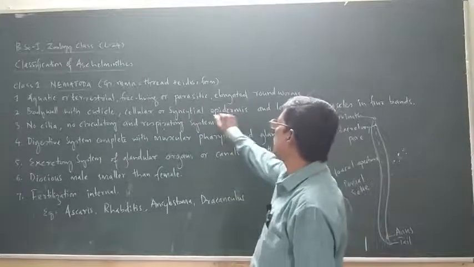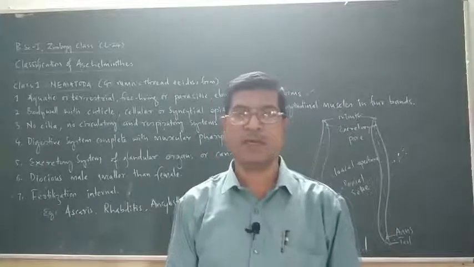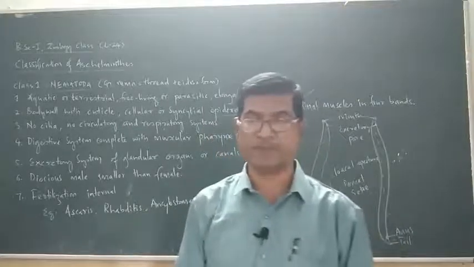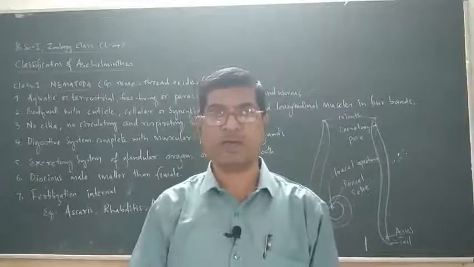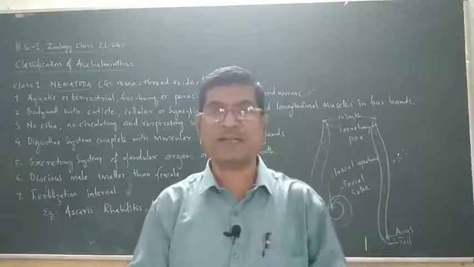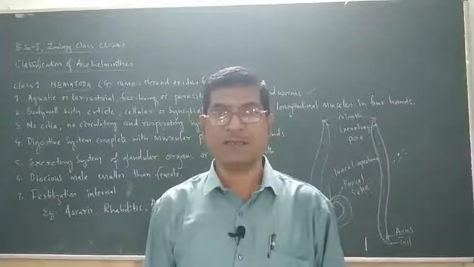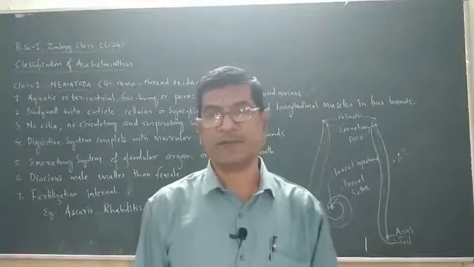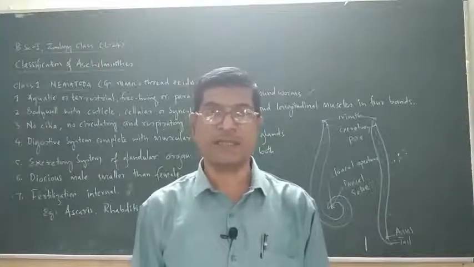Cellular or syncytial epidermis is present. The body wall has epidermis, and this is cellular or syncytial. Syncytial means cells are multinucleated. This multinucleated condition is due to the fusion of several cells. As a result, each cell may contain more than one nucleus. Such a layer of epidermis is called syncytial epidermis.